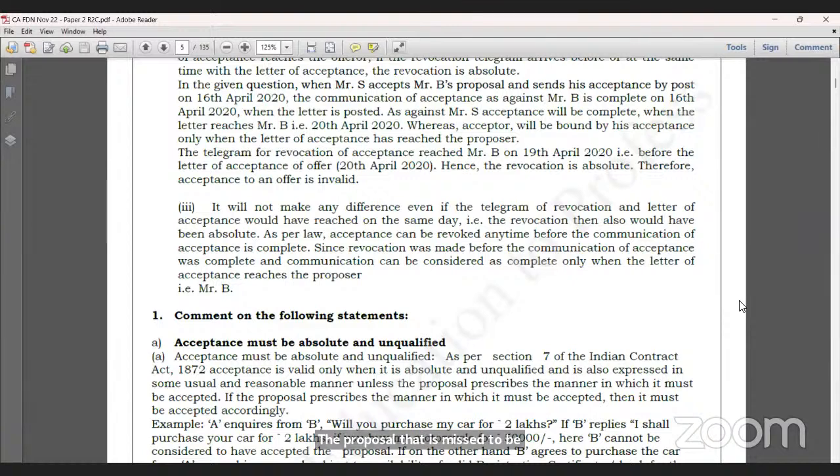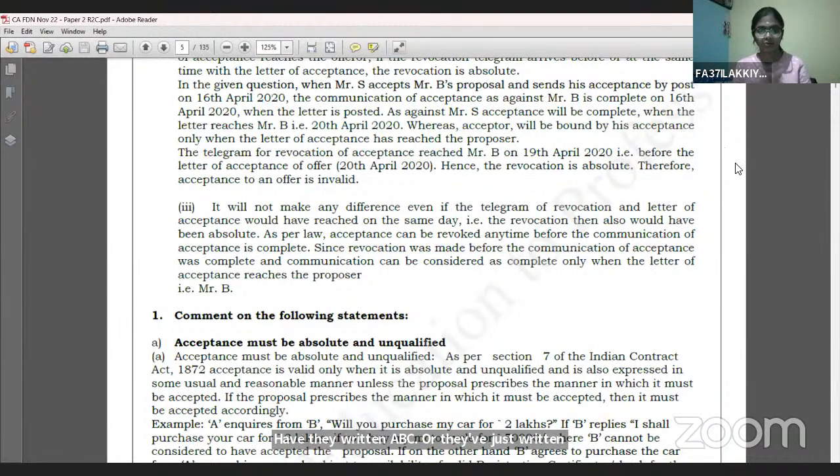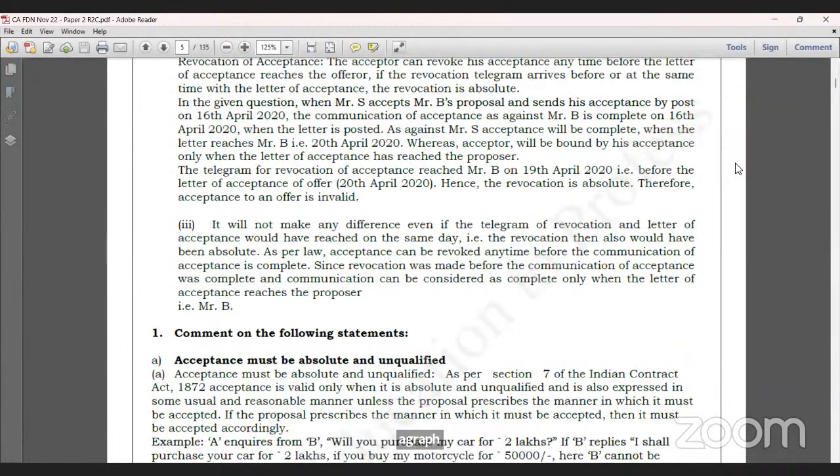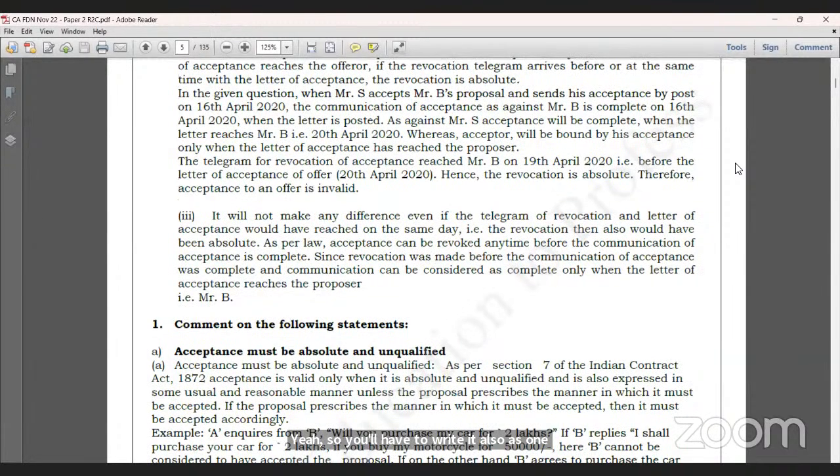And all the answers, have they written A, B, C, or just one paragraph? They've written as 1, 2, 3. Yeah, so you'll have to write it also as 1, 2, 3. The last answer they've not written correctly.